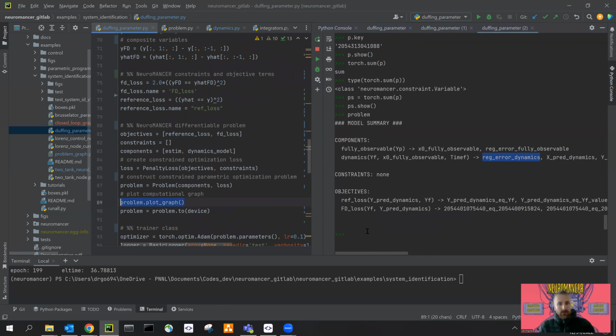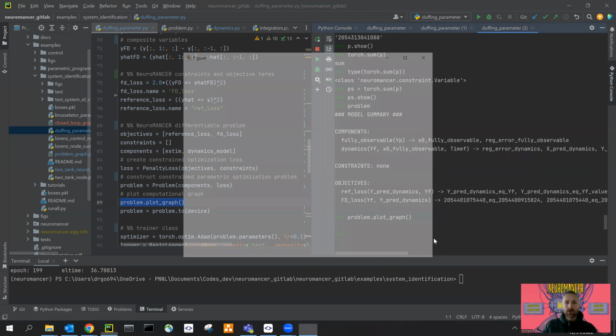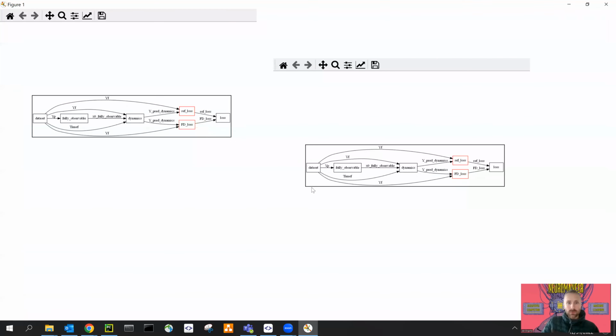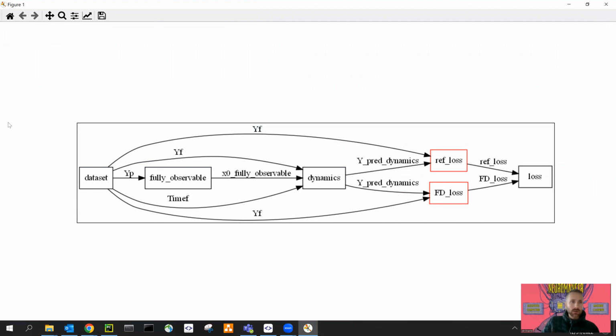Okay. For an even more intuitive representation of the problem, you can do problem.plot_graph. And now what you see is a computation graph of this on a high, symbolic level. So we have some data set that is automatically generated by NeuroMANCER dataset and PyTorch data loaders that provides us with some past trajectories for a fully observable system dynamics model, and it generates some initial conditions for the dynamics model that is a symbolic wrapper of our neural ODE system integrated with Runge-Kutta integrator.